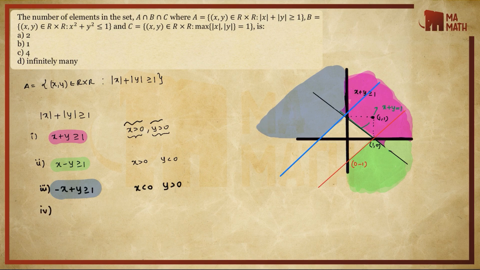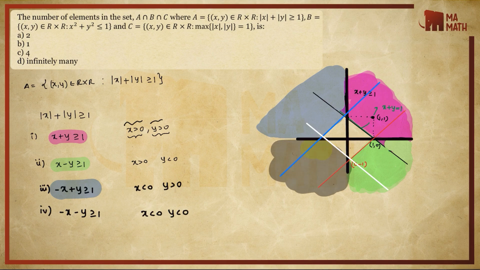Similarly, we can talk about one more scenario, that is minus x minus y greater than or equal to 1 when both x is negative and y is negative. Now in this case, let's represent that with a white line, and that will be this line, and the region would be, let's say, this particular part. So as you can see, these are the different regions represented by this particular A. So this entire region that is covered here represents set A.